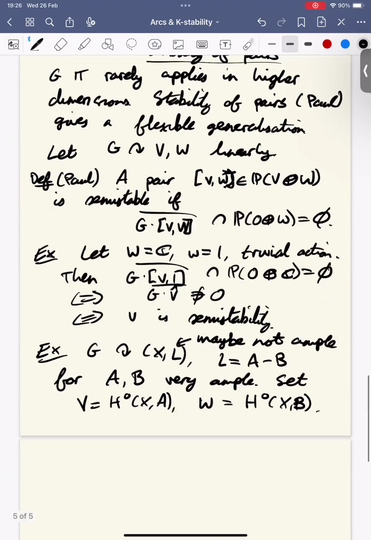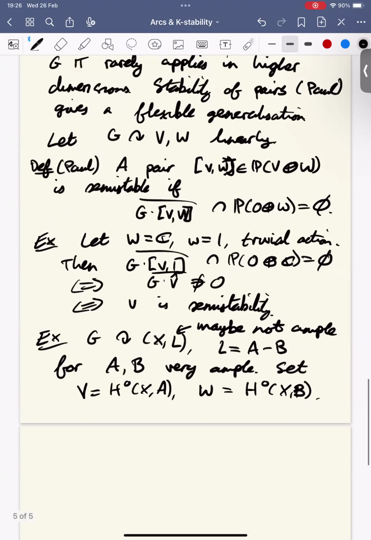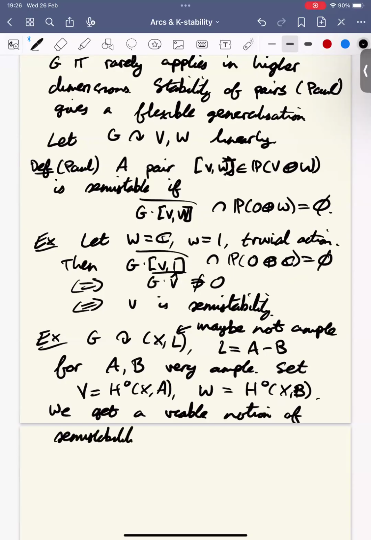And in particular, this notion of semi-stability of pairs gives us a kind of plausible version of GIT that works without ampleness. So we get a viable notion of semi-stability. It's not so clear here why this condition of semi-stability is actually independent of choice of A and B, but that will follow from the results I'll talk about later. So we get a viable notion of semi-stability for a point, say x inside X.